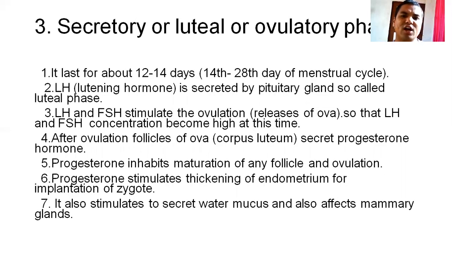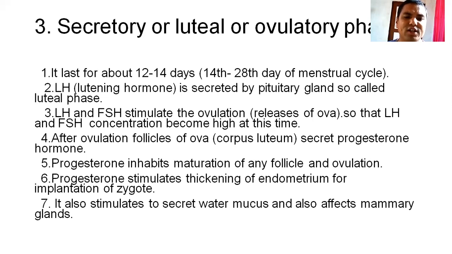Next, the third phase is the secretory, or luteal, or ovulatory phase. It lasts for about 12 to 14 days. Days 14 to 28 of the menstrual cycle are called the secretory phase. Luteinizing hormone, LH, is secreted by the pituitary, so it is called the luteal phase. LH and FSH, luteinizing hormone and follicle stimulating hormone, stimulate ovulation. As a result, there will be the release of the ovum, so the concentrations of luteinizing hormone and follicle stimulating hormone become high at this time.